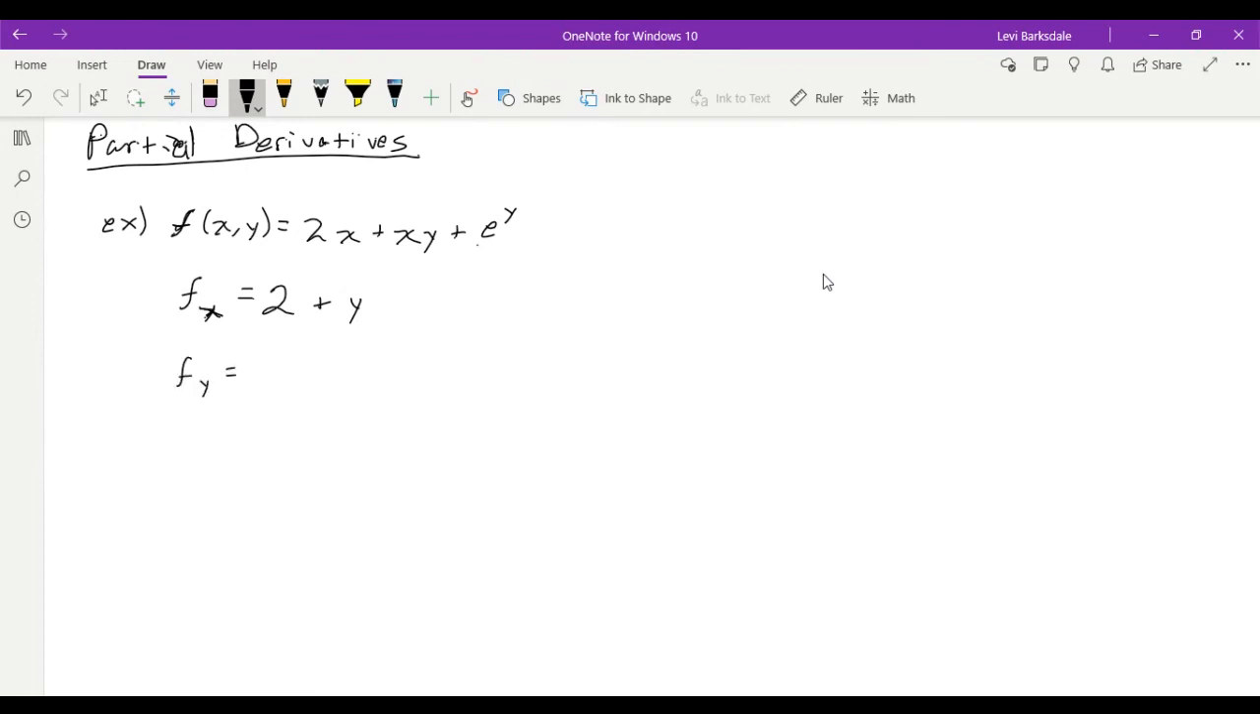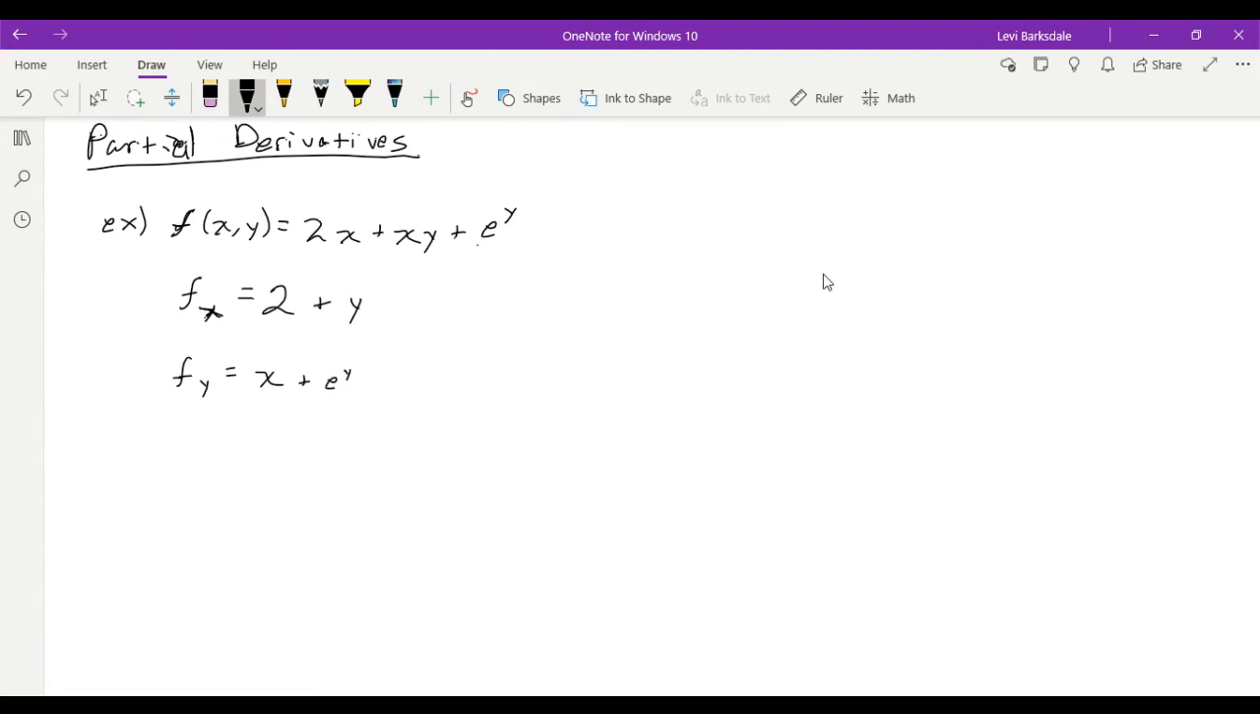Next, we could consider the partial with respect to y. 2x doesn't have any y's in it, so it's all treated like a constant. Derivative of a constant is 0. Next, we look at the xy term. Derivative of y is 1. Treat x like a constant. x times 1 is x. Lastly, derivative of e to the y is e to the y.